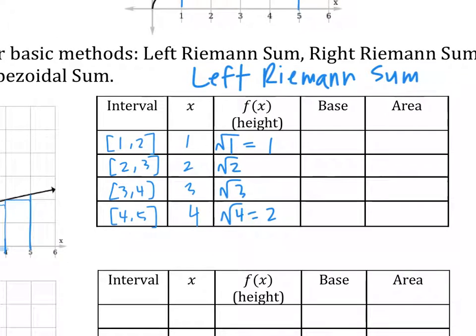All right, now time for us to figure out the area. The base is all 1. We said each interval is 1. So what we're going to do is base times height. So 1, square root of 2, square root of 3, 2. The total area is just add up all the numbers. So go ahead and use your calculator and add up all the area.